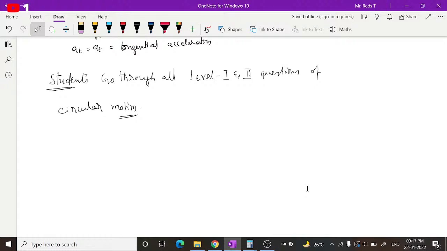Practice this part, and that is motion in a plane, uniform circular motion based questions. Then laws of motion, applications of circular motion, that is motion of a vehicle on circular path. Then work energy power, vertical circular motion. These concepts.